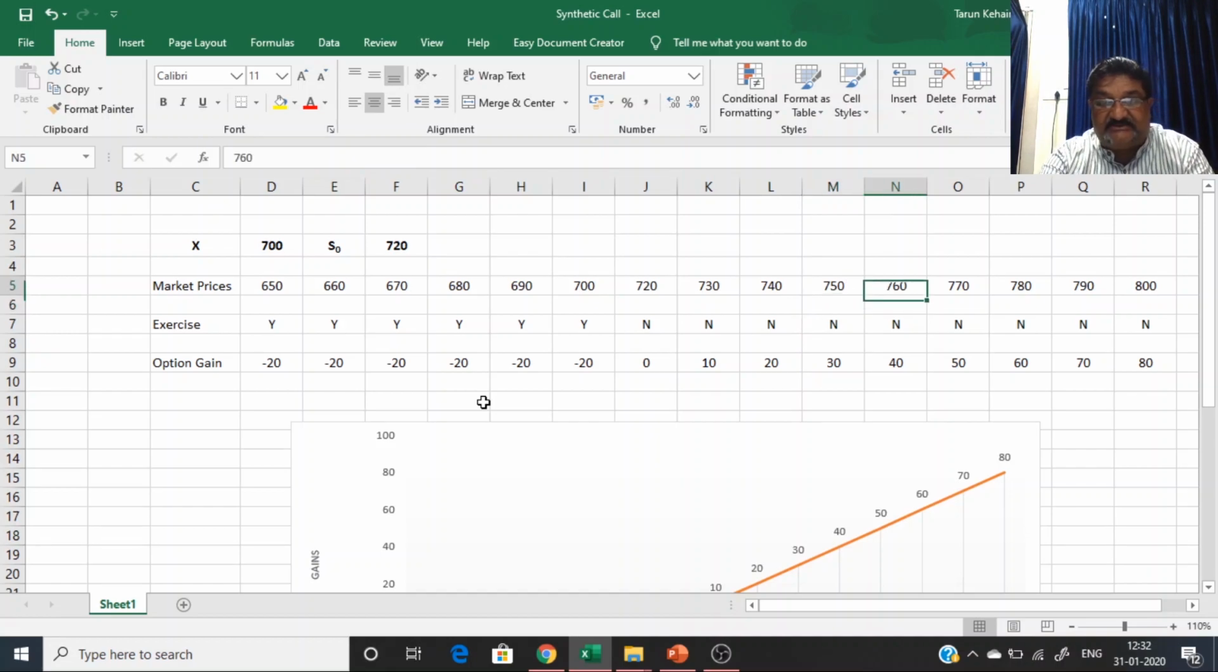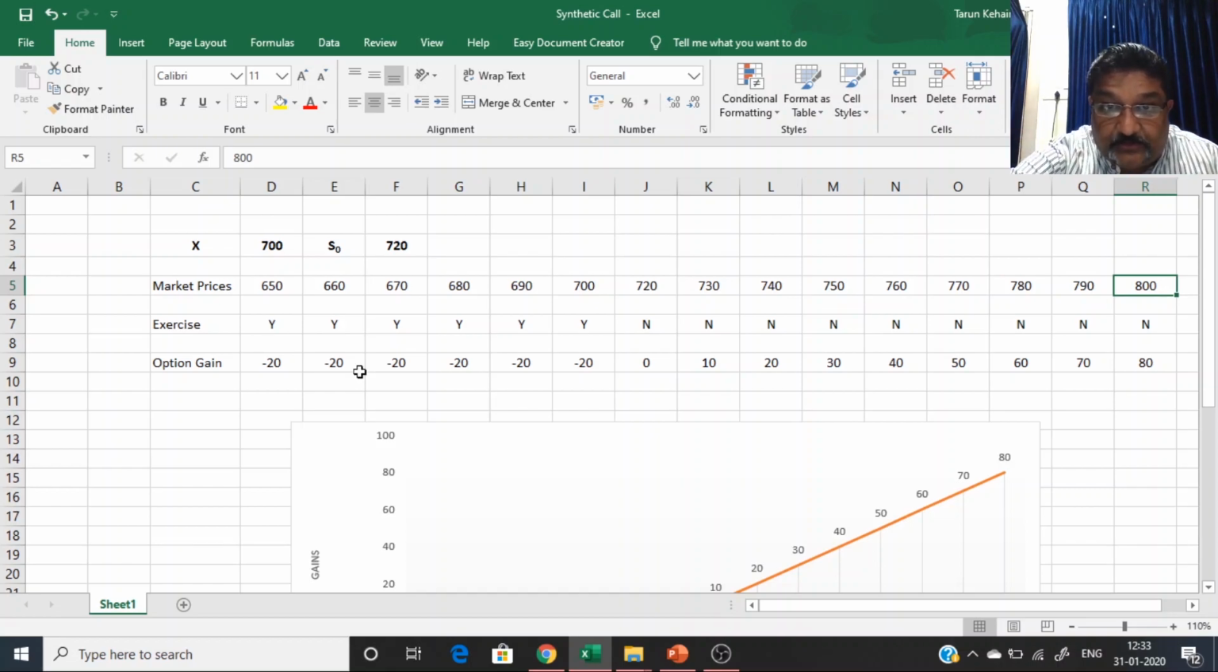What if it is 760? Then he again does not exercise the put option. He sells it in the open market at 760. The stock which he had bought at 720 gets a profit of 40. If it is 770, even higher. If it is 780, even higher. If it is 800, even higher.